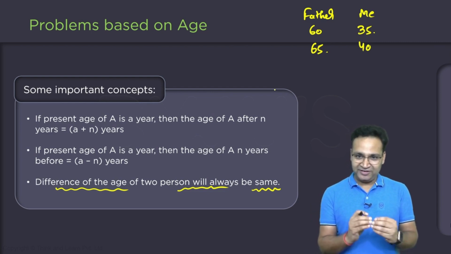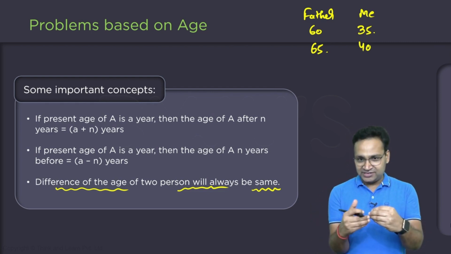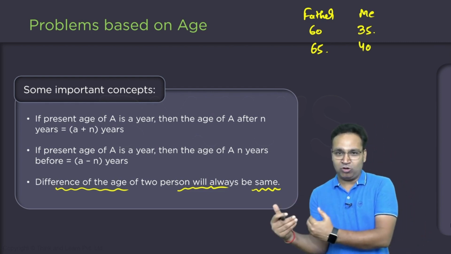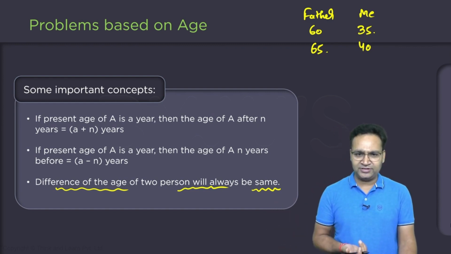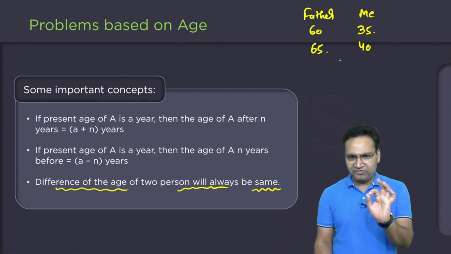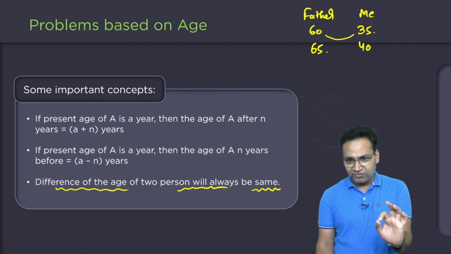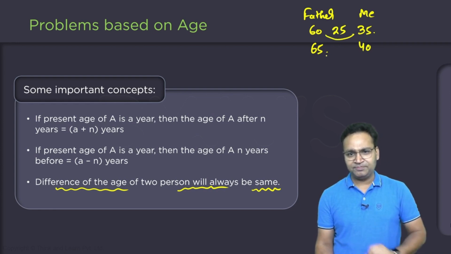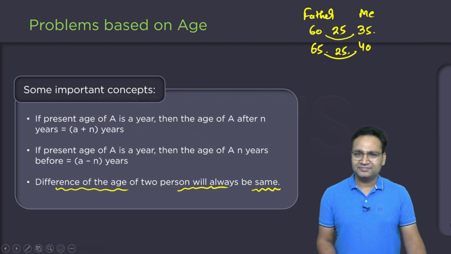You understand? Now, if after 5 years I am considering the age of father, my age also needs to be considered after 5 years. And it can be very well understood that the difference in the age was 25 and the difference in the age is still 25.